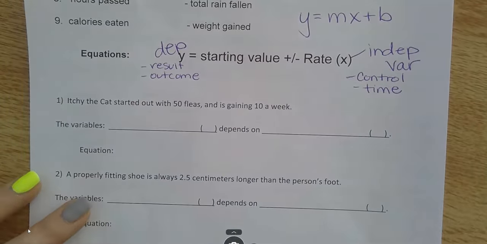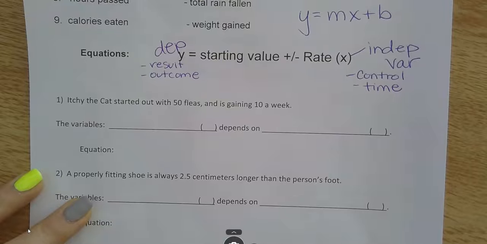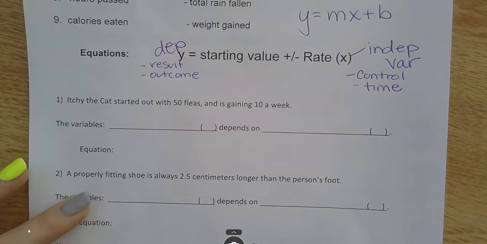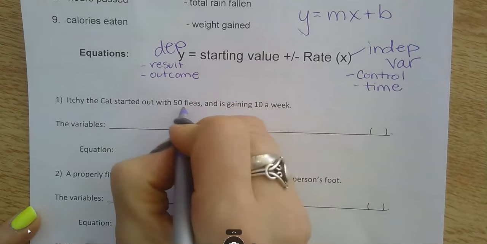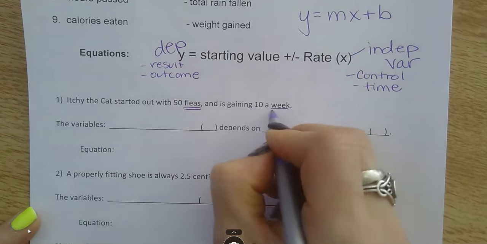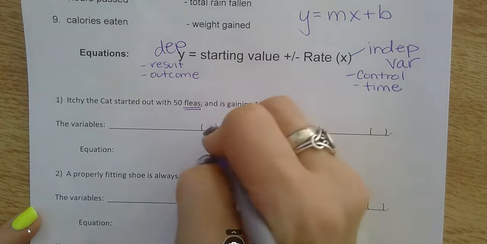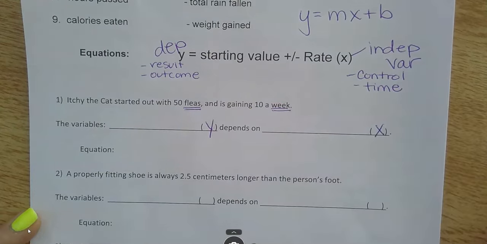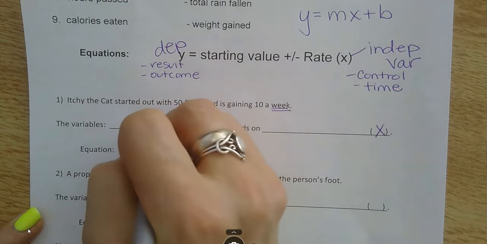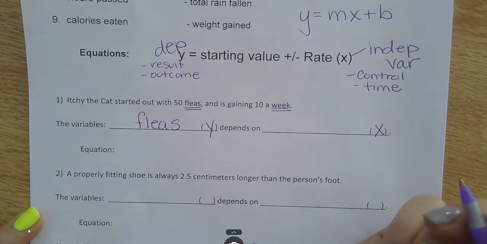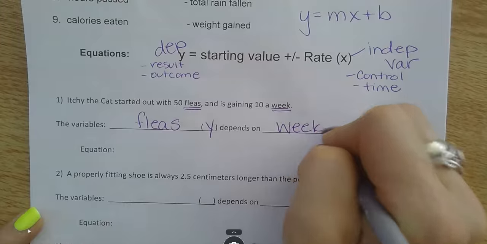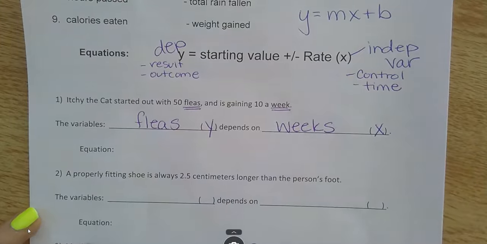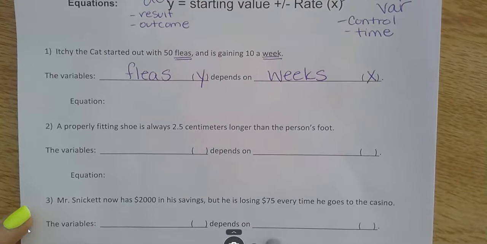Number 1. Itchy the cat started out with 50 fleas, and then he is gaining 10 a week. So first I want to think about, what am I counting or measuring? Well, in this sentence, I'm counting or measuring how many fleas and how many weeks. And I know Y depends on X. The number of fleas in this case would be my dependent variable. It depends on how many weeks. Right? More weeks, you'd end up with more fleas.